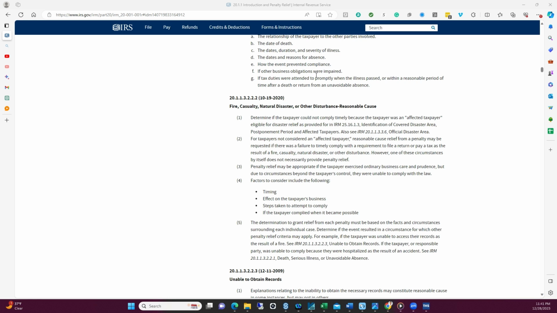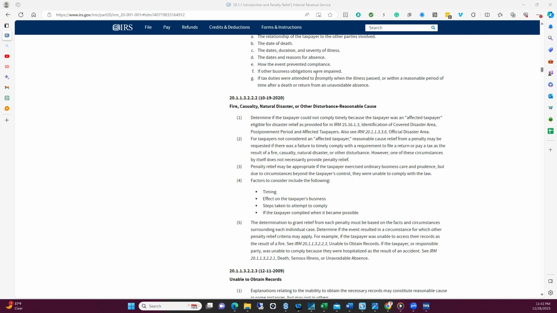Penalty relief may also be appropriate if the taxpayer exercised ordinary business care and prudence, but due to circumstances beyond the taxpayer's control, was unable to comply with the law. So again, a natural disaster, something beyond your control that happened on April 15th and you weren't able to file, or happened in February and you were unable to retrieve your documents. So you had to go back to prior employers, prior vendors, and reconstruct your entire business for the year in order to file a tax return. There are multiple reasons why and how these can relate.